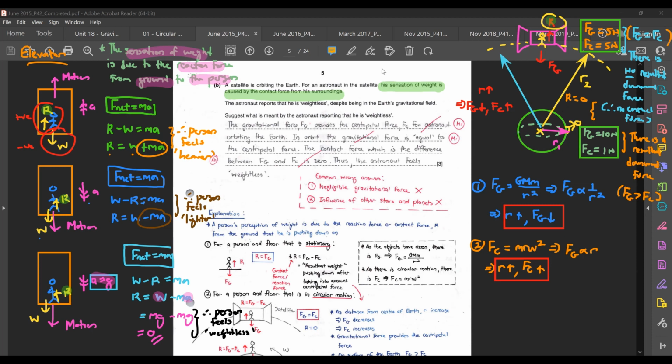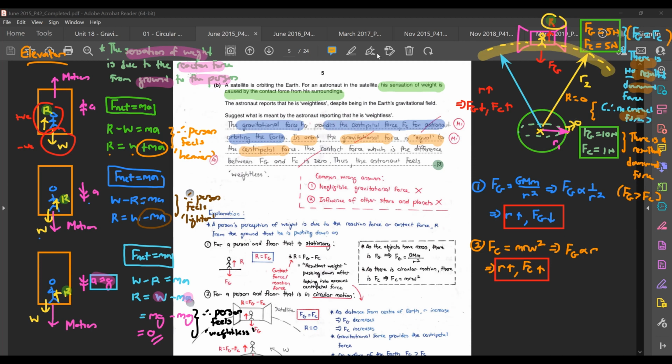Okay, so if you now look at the answer that is written here, it will probably make more sense now. The first statement here says that the gravitational force provides the centripetal force for the astronaut orbiting the Earth. He is moving in a circle like this, so he must have centripetal force. This must be provided for by your gravitational force. Okay, and now specifically when the person is in satellite orbit, that gravitational force is actually equal to your centripetal force. Okay, so there's no resultant downward force. Your contact force is 0.